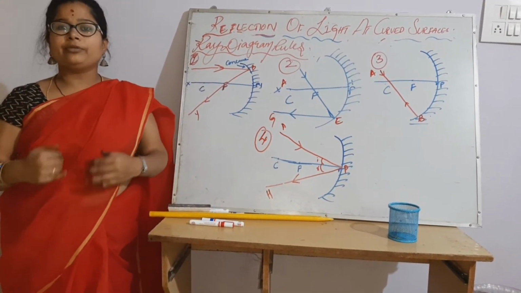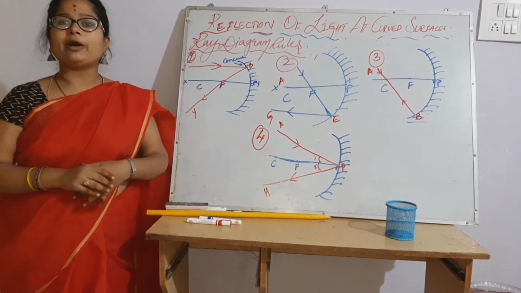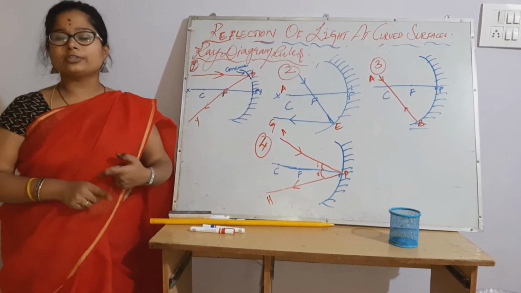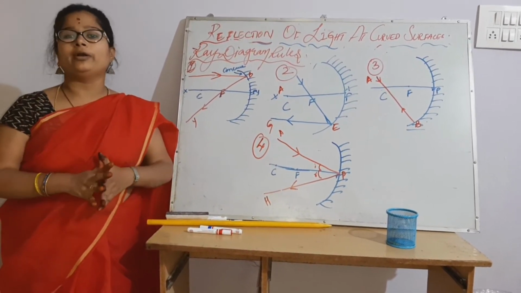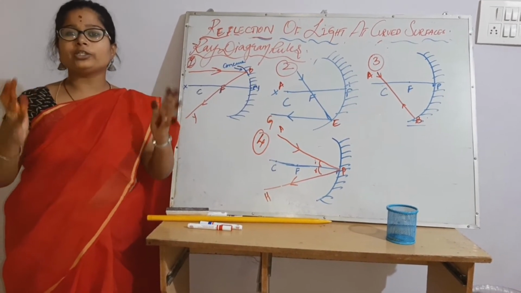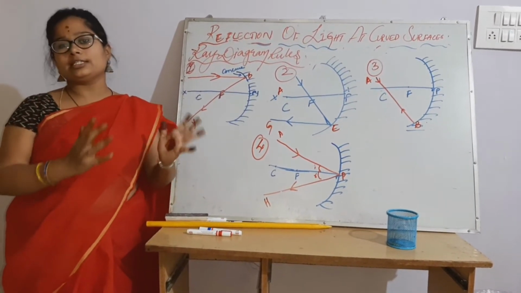Again with the fourth part I'm back in the lesson of reflection of light at curved surfaces. So in the previous part we have discussed the pole, center of curvature, radius of curvature, focus and focal length, and I hope you are very clear with all the terminologies you are going to use in this lesson.